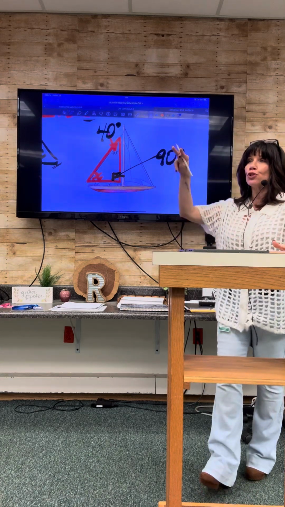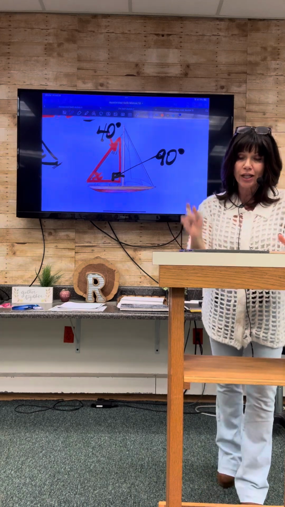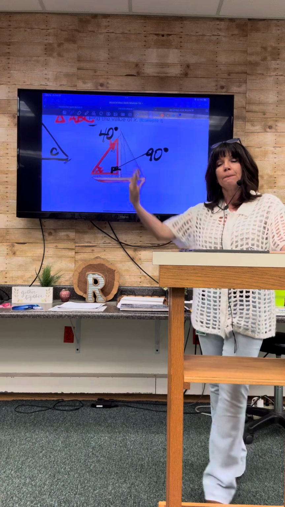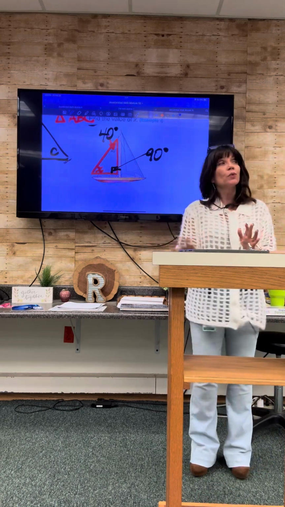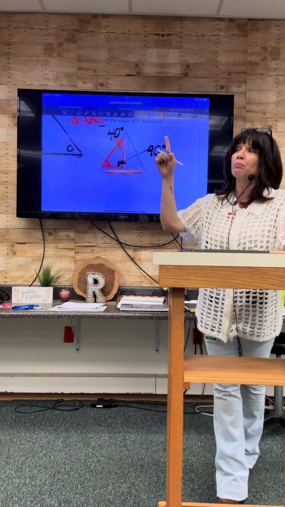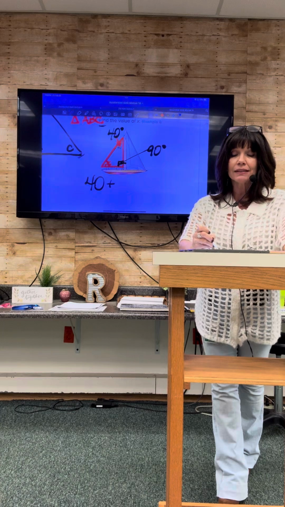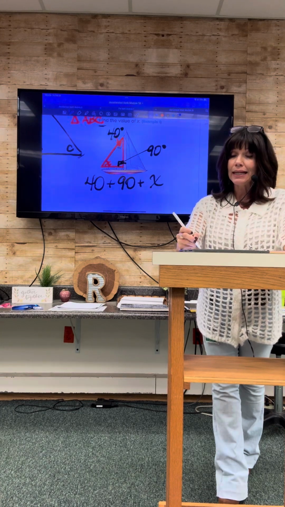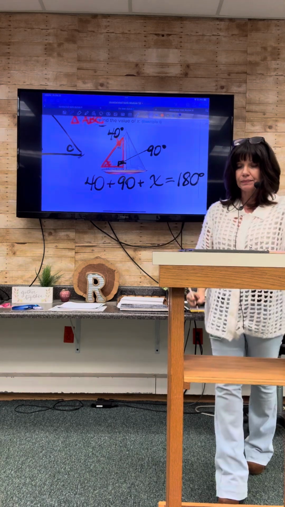So if I know 2 angles, how will I begin my equation if I'm going to begin it with 40? Here's the order I want you to name it. 40 plus the other number plus X equaling the sum total interior angle degrees. Ready, class? Begin if you understand what I'm asking. 40 plus 90 plus X equals 180. Everybody please write this down.